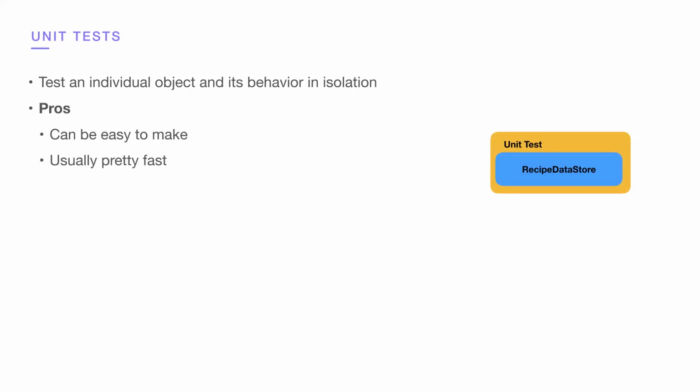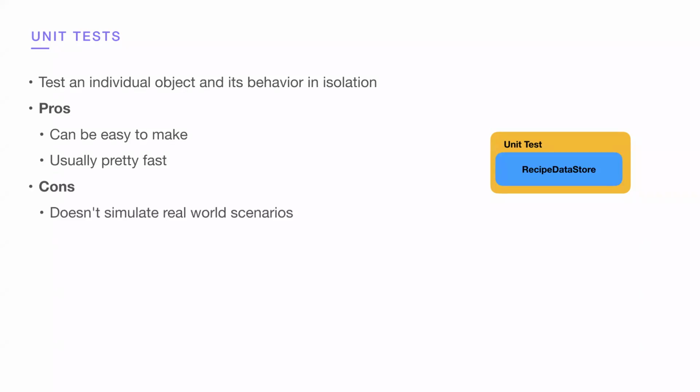Cool. So let's go ahead and talk about unit tests. It's the first test that we'll make. Again, a unit test tests a single object and its behavior in isolation. There are a few pros to these types of tests. One, since you're testing a single object, it's easy to make. And since you're testing a single object, it's usually really fast.